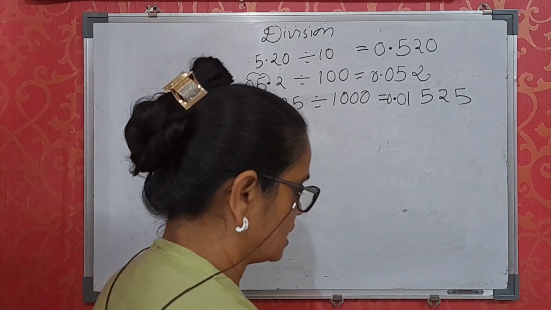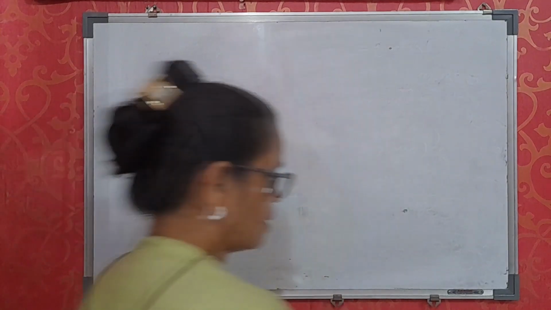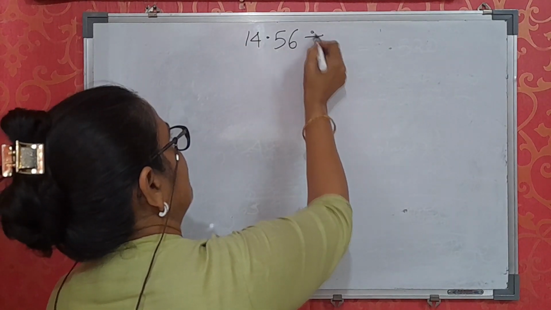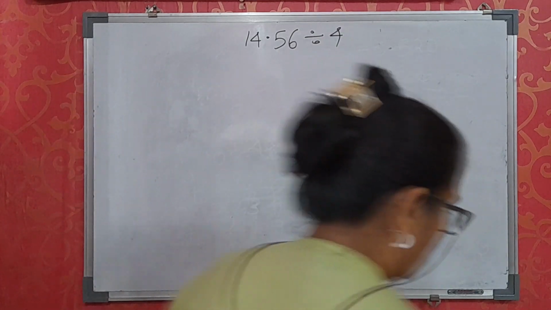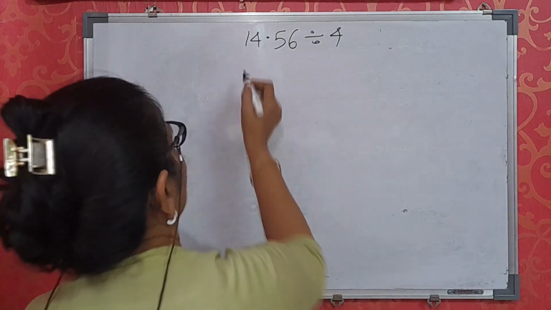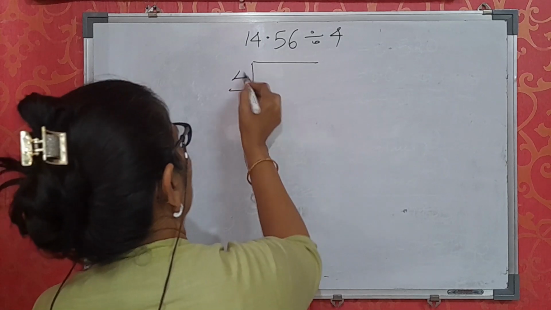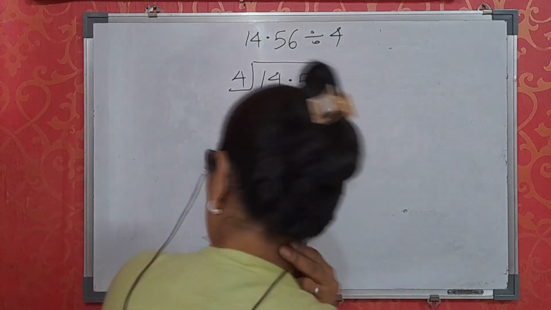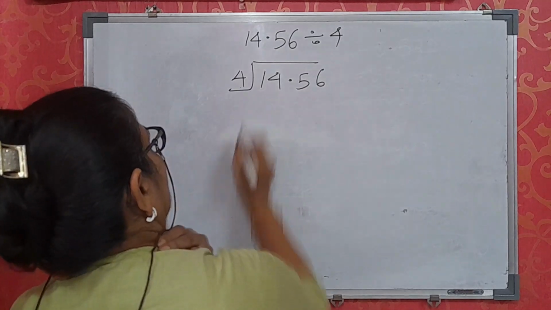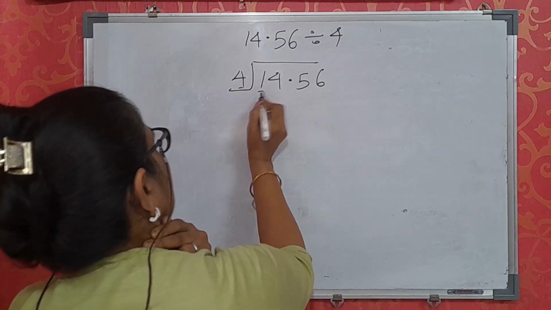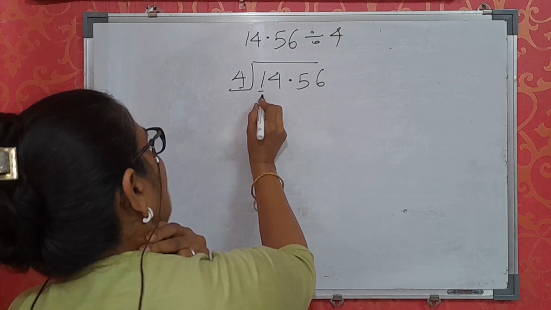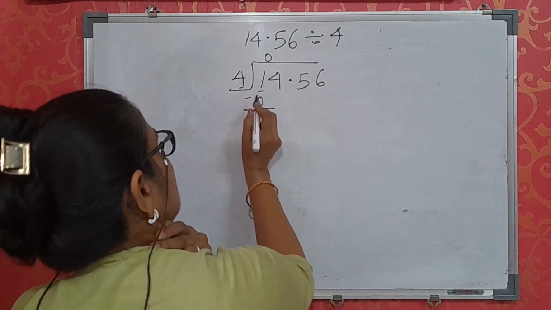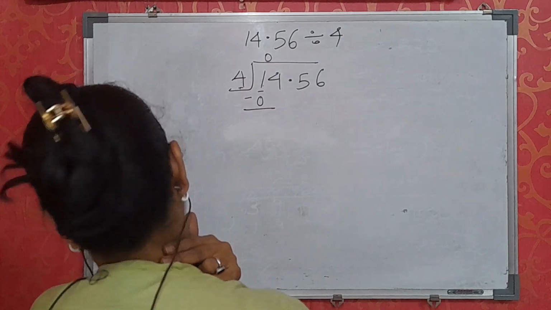Now we are solving the sums on division. Suppose your sum is like this, 14.56 divided by 4. So how will you solve it? Simple division: 4, 14.56. Right? Now here, 1 digit, in the 4 table 1 doesn't come. So put 0. This is the only correct method of division.